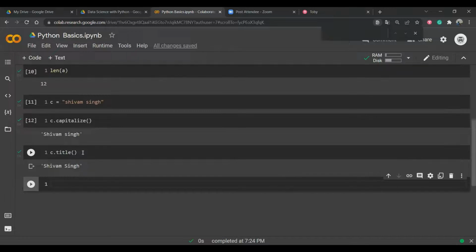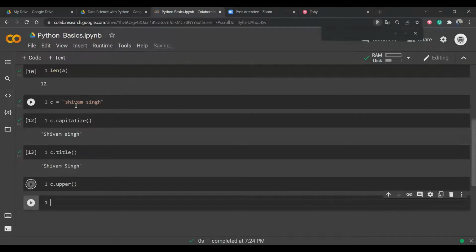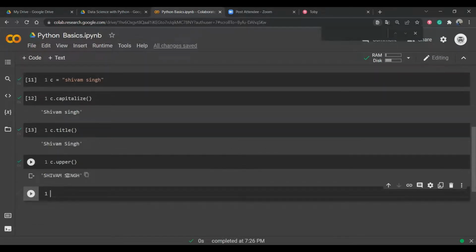Then there are a lot of functions you can try, like lower, for lowering the characters. My Shivam Singh is already in lowercase, so you can try to use upper. Now all the characters are converted to uppercase. So these are all the functions.